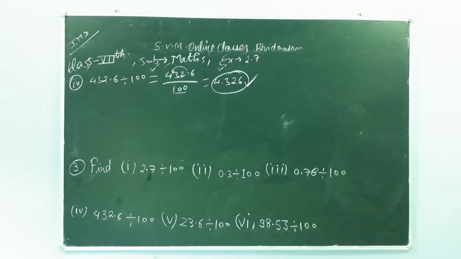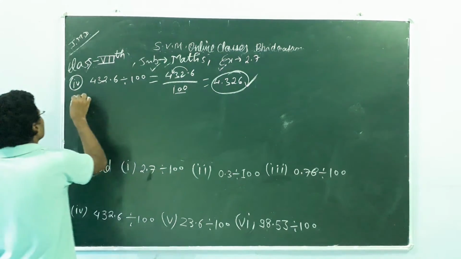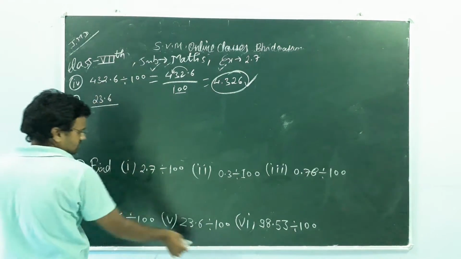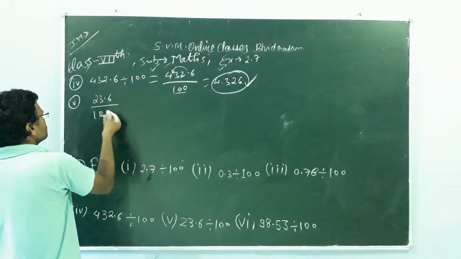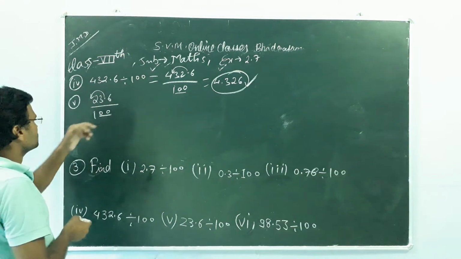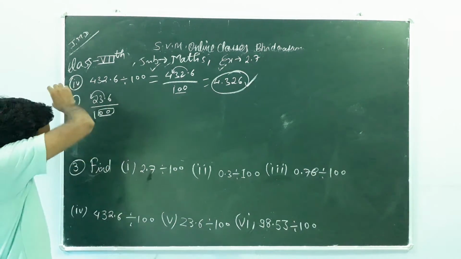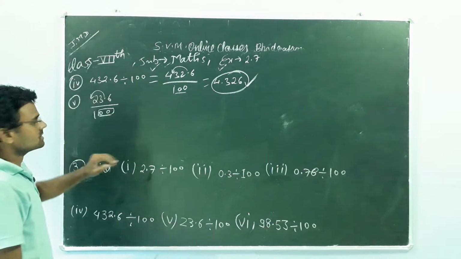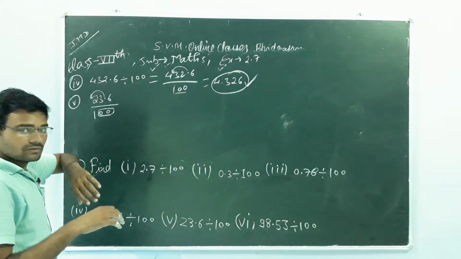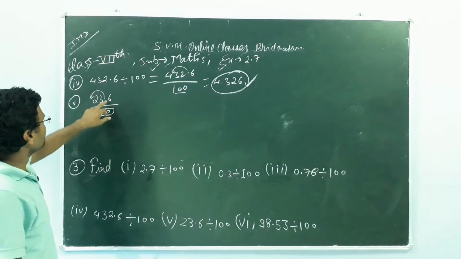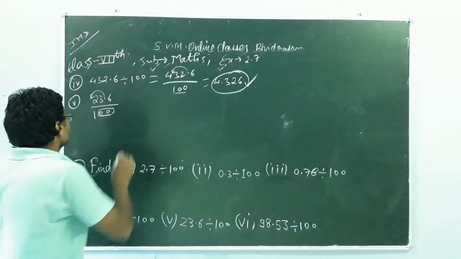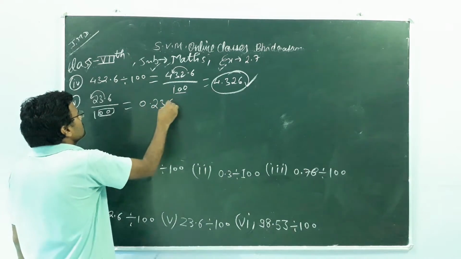Next one is our fifth one. Fifth one is 23.6 divided by 100. Now two zeros are there, so the point will jump exactly 2 digits. If 3 zeros were there, then the point would jump by 3 digits from here to here. I hope it is very clear to you. Now 0.236 is our answer.